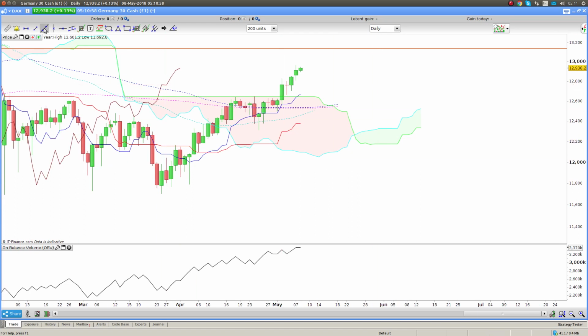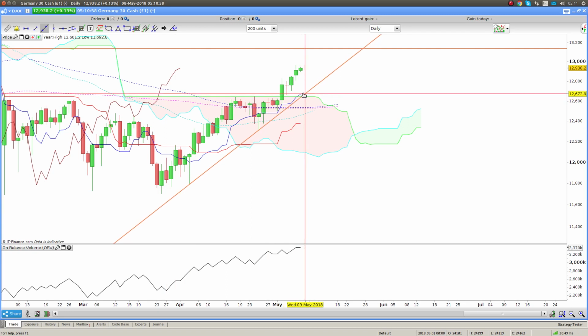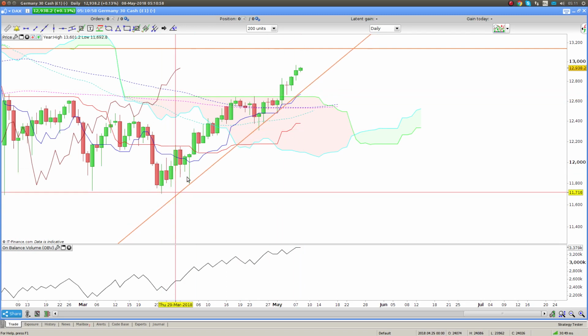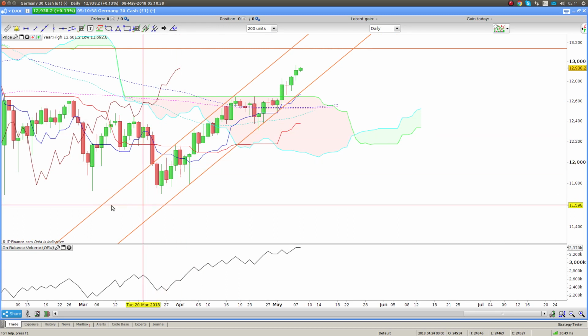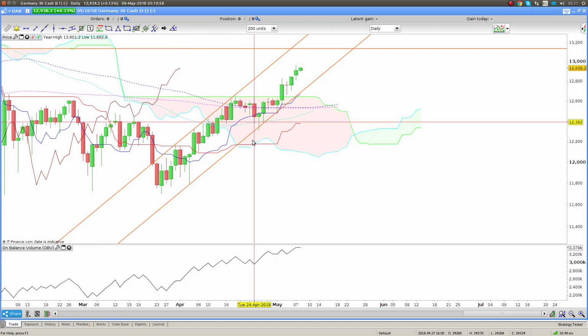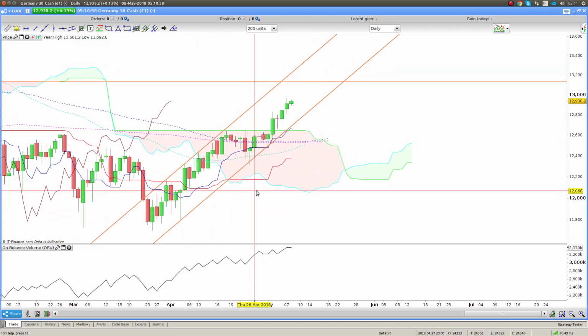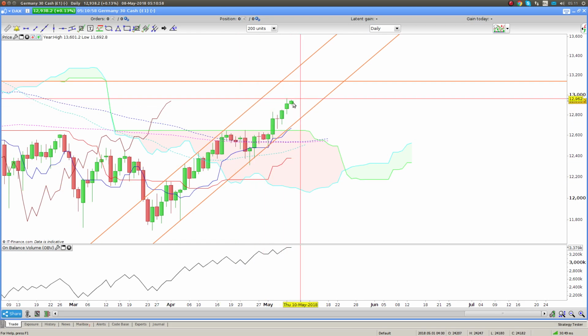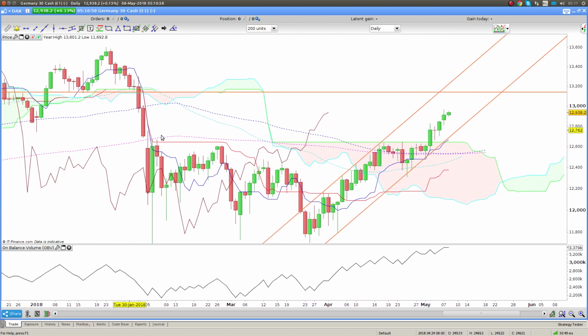Then this channel that we have here, let's just slide it up there. You can see how well defined this channel is, how we've had 3 touches to the bottom here. So we're still within a rising channel, and we only really have that level to worry about.